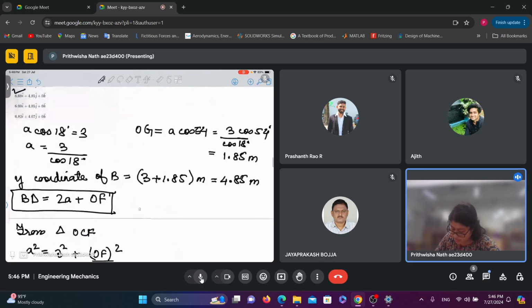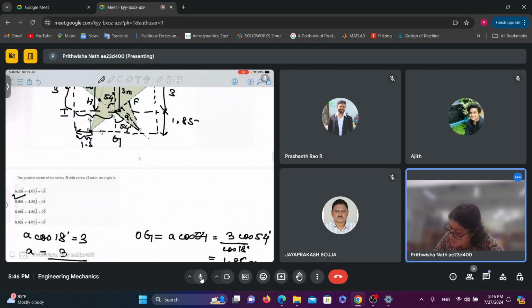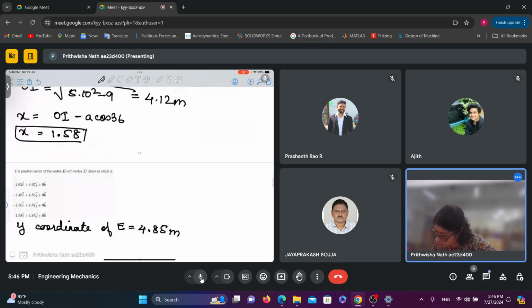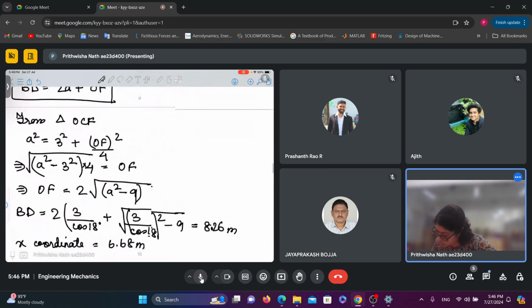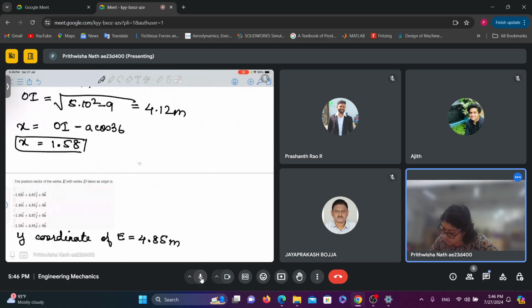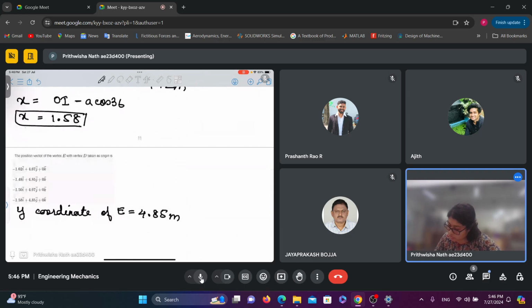Now this distance is 1.58. Since this is on the left hand side of the coordinate system, I will take this as negative of this value. The X coordinate of E is minus 1.58.